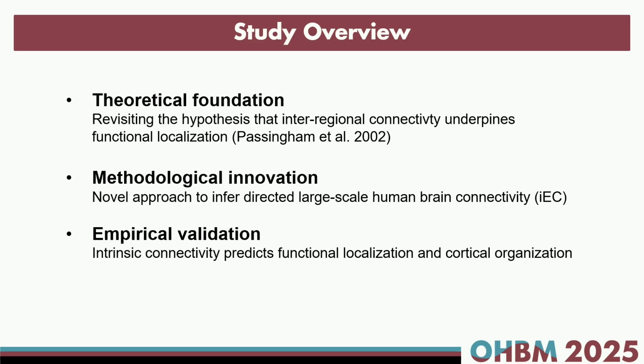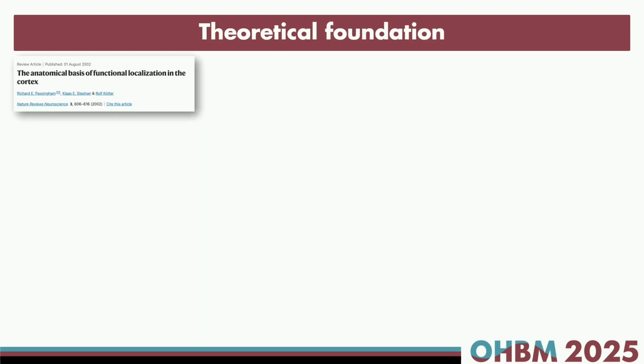This is the brief overview of my study. We're going to start with the theoretical foundation, and then I'm going to introduce the methodology that I've used to investigate the theory, and then show the validation of the theory using my method. So first, the theory. My work is based on this paper by Passingham et al. 2002. The paper name is The Anatomical Basis of Functional Localization in the Cortex.